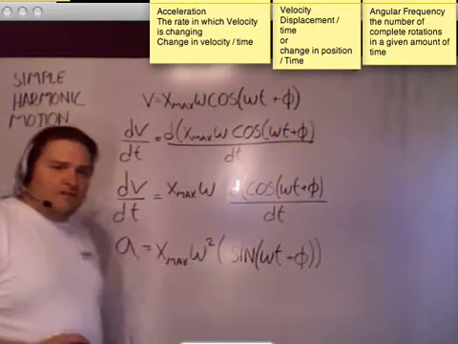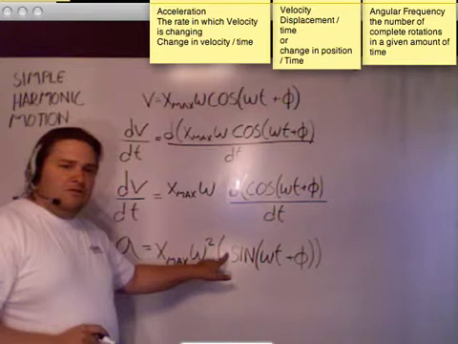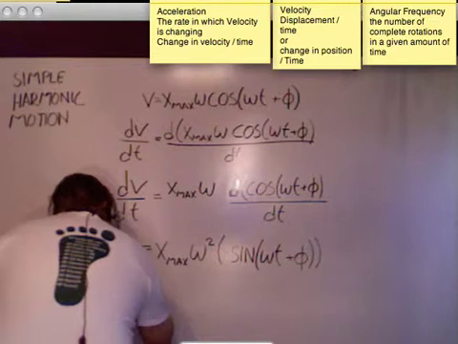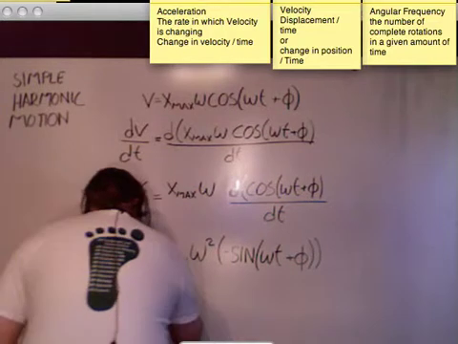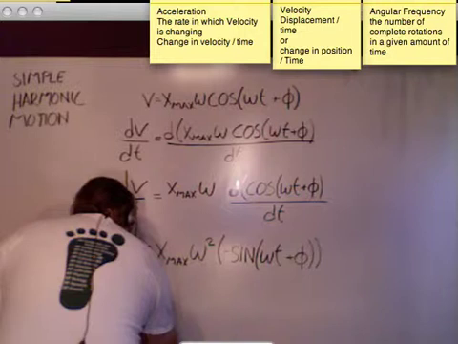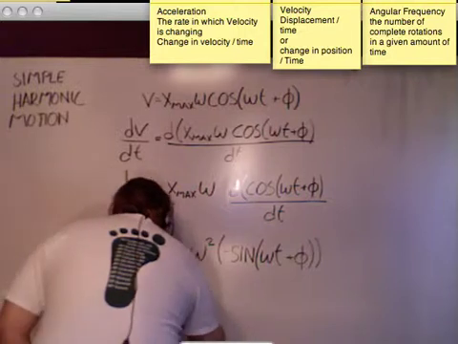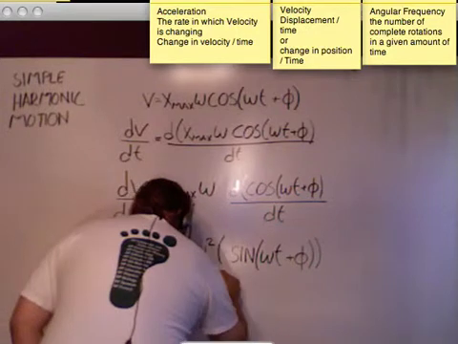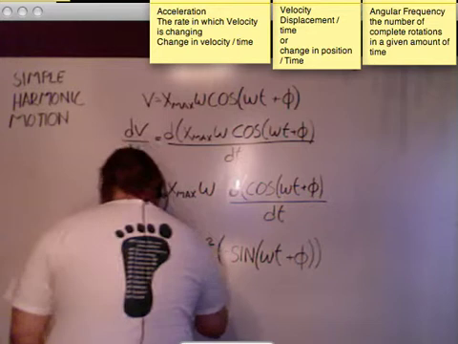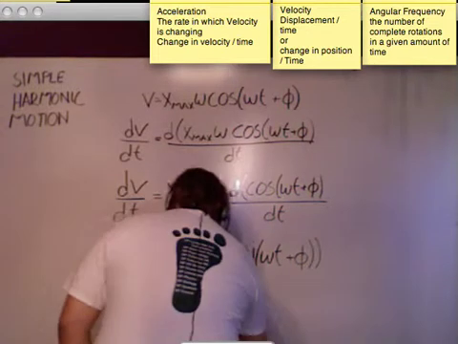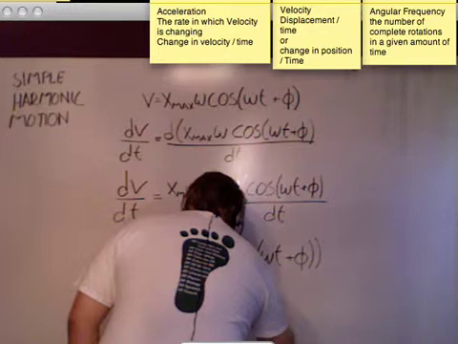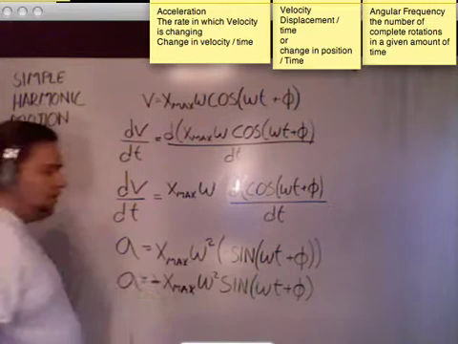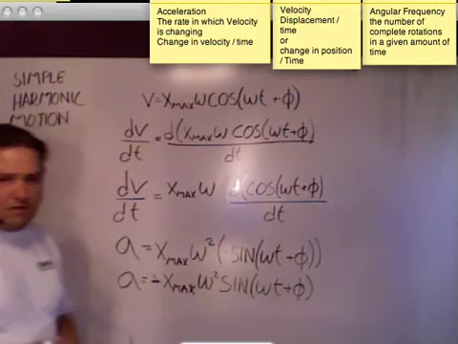Now I really don't want to leave it like that. I'd rather not have so many parentheses around. So I'm going to move that negative sign to the outside so I can get rid of that parenthesis. So I'm left with the acceleration of my object is equal to negative x max. Oops, forgot my x there. Omega squared, not omega t, times sine omega t plus phi. Okay? That is my acceleration equation.